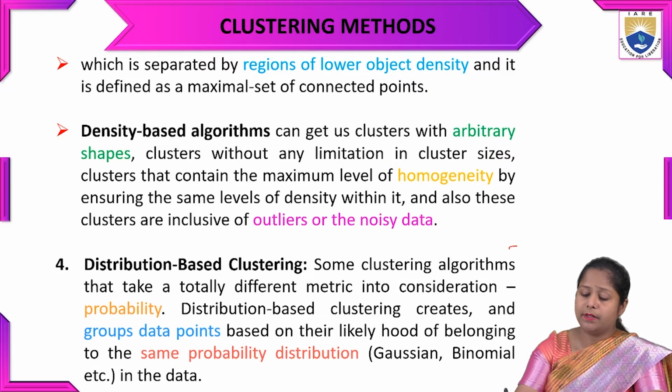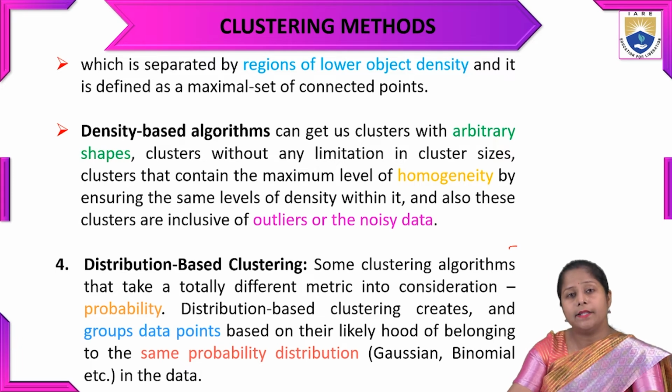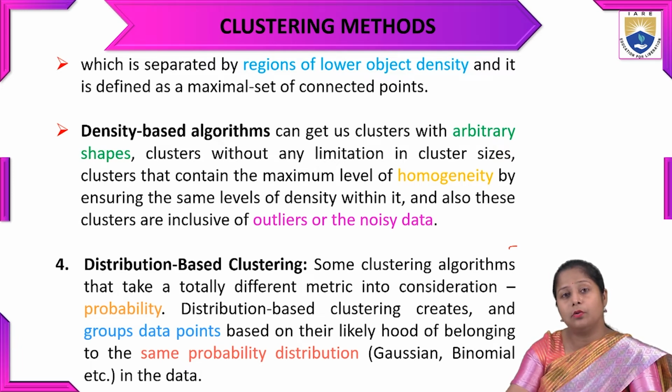Next is distribution-based clustering. Some clustering algorithms take a totally different metric, that is probability. In the first two clustering methods we took distance, in the third we took centroid and density, and now we are using probability. The grouping of data points is based on the likelihood that they belong to the same probability distribution, such as Gaussian or binomial in the data. So that will work on the data distribution.